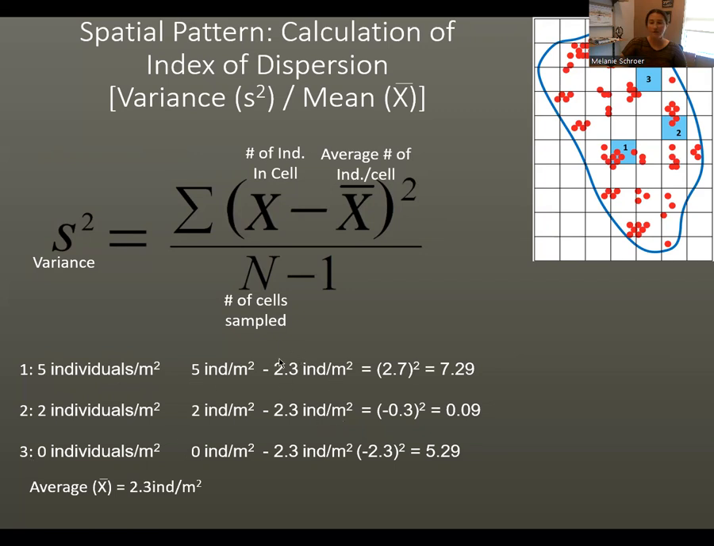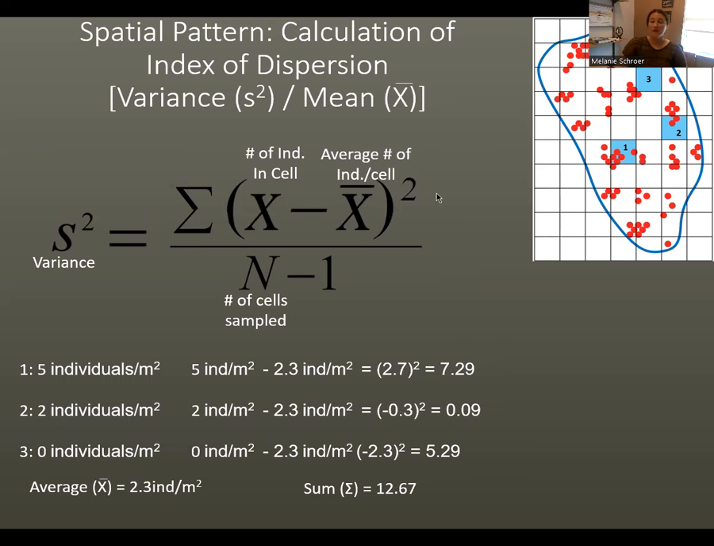So 5 minus 2.3, the average, is 2.7. Squared is 7.29. Again, 2 individuals in cell 2, so 2 minus the average is negative 0.3, squared is 0.09. And finally, 0 individuals in cell number 3, so 0 minus 2.3 equals negative 2.3, squared is 5.29. Now we're going to take the sum of all 3 of these values. Together, it is 12.67.